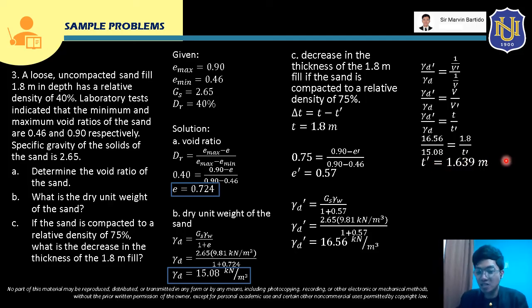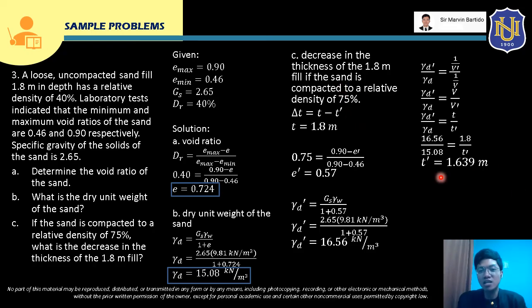So, class, mapapansin mo dito na itong T prime, mas lumiit. Diba? Lumiit ito. Yung initial kasi natin, 1.8 eh. So, nagkaroon class ng decrease doon sa thickness. Kasi nga class, kinompact natin yung soil. So, this is the corresponding thickness class kapag yung soil natin, kinompact natin ng 75%.